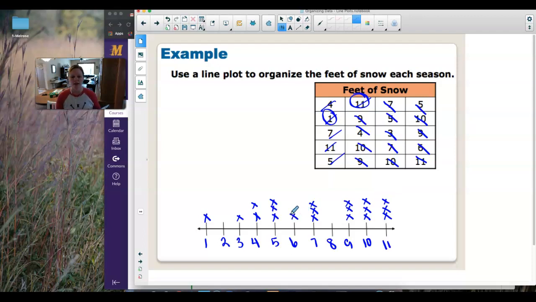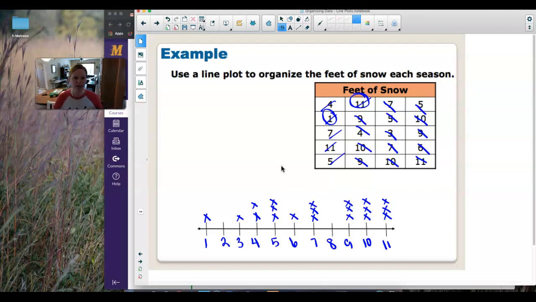So again, I could ask you some questions like what's the lowest number of feet that this area has gotten? And we would say it's 1, and the highest would be 11. We could also say, have they ever gotten 8 feet of snow? And the answer would be no, because there's no X's there. Or how many seasons did they get 9 feet of snow? And you would say 3, because it's very easy to count the X's. So lots of questions that you could answer based on that line plot.